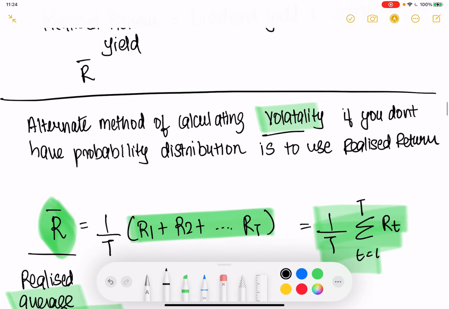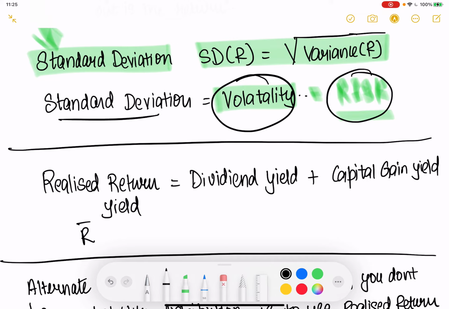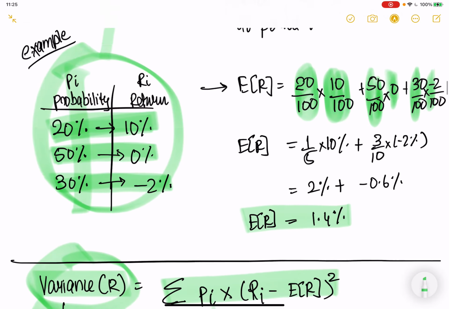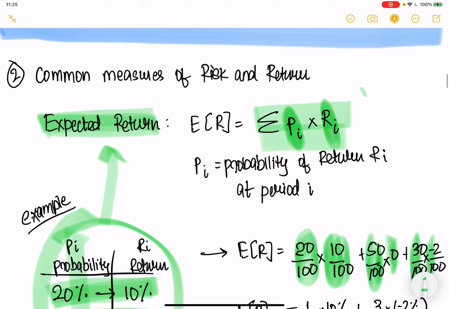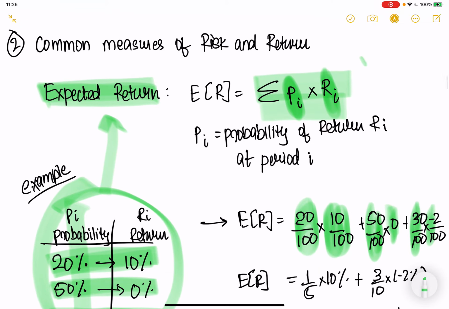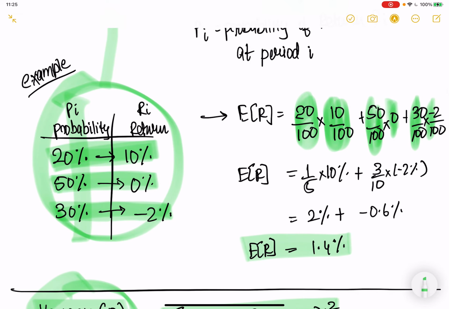So we realized how we can calculate volatility, which is the measure of risk, which is standard deviation. And we found out two ways. In a sense though, realized return is equal to the dividend yield return plus capital gain yield return. So that's the realized return for any given portfolio. So now we saw two different ways in which we can measure risk. We can measure it through standard deviation, which we can calculate from expected return, and we can calculate from average return. And you can calculate expected return if you have the probability distribution.